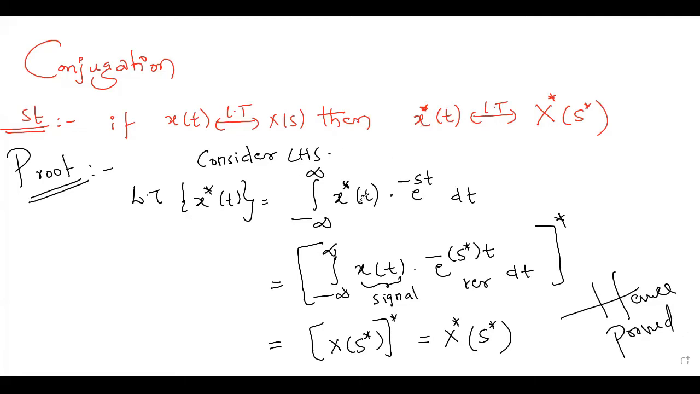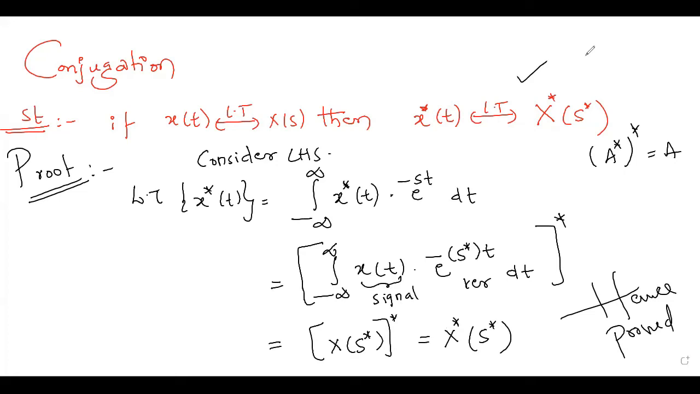Consider the left hand side, x star of t, signal multiplied with kernel. Now let us arrange this conjugation to the whole integration. For that we need to arrange the terms. That means x of t into e power minus s star t. So it's nothing but x star, s star whole star is s only. We know this: a star whole star is a only. Based on this, I have written s star. Again, star means that it will remain as minus s. So this is in the form x of t into e power minus st dt, but in place of s, s star is there. So it is x of s star whole star, which is the statement of the conjugation property. Hence proved. This is the conjugation property and proof.